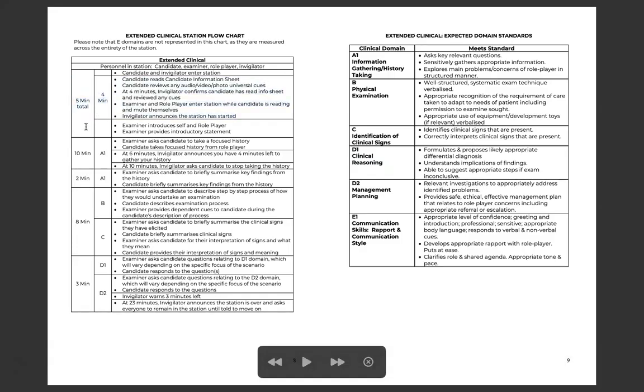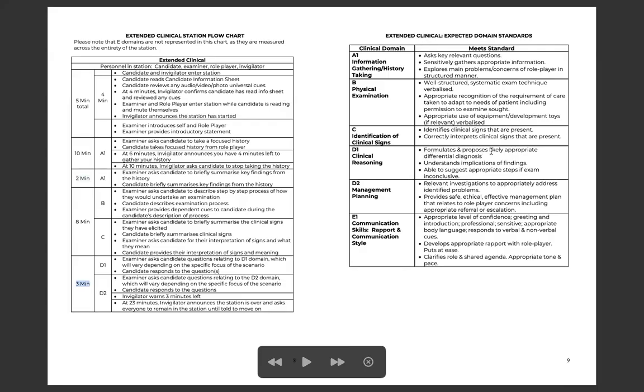So this is first 5 minutes, then 10 minutes, the history taking, 2 minutes summarizing the history. 8 minutes for examination and interpretation of the signs, and 3 minutes for the discussion. So what is D1 and D2?